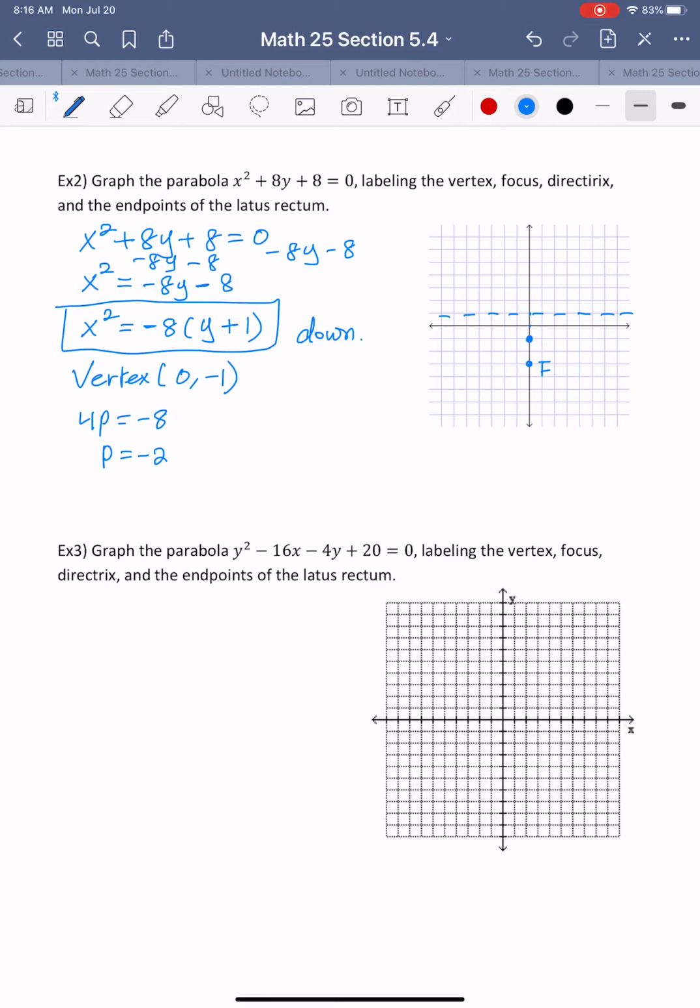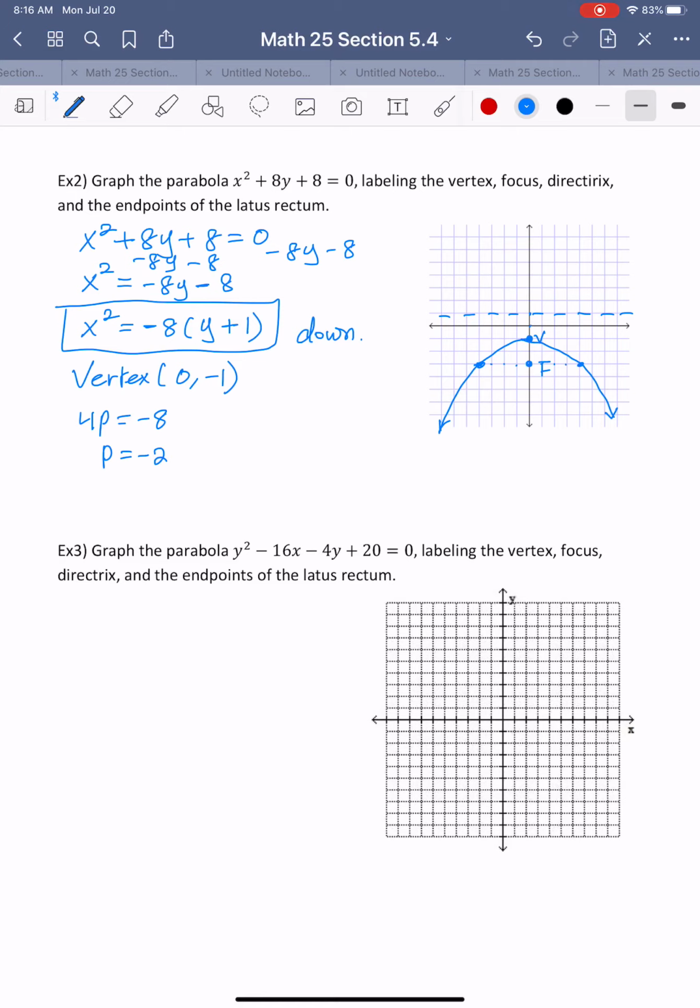And then for the endpoints of the latus rectum, we have to see the distance between the vertex and the focus is 2. So now you need to go 2 units right to get the endpoints. So 1, 2, 3, 4, 1, 2, 3, 4 from the focus. And then here's your parabola. Okay.